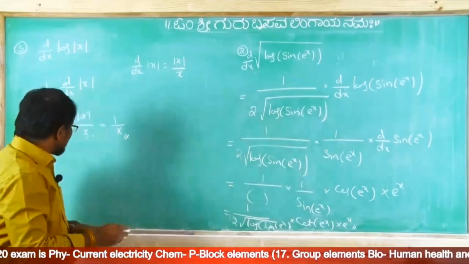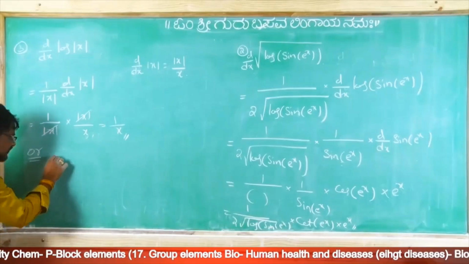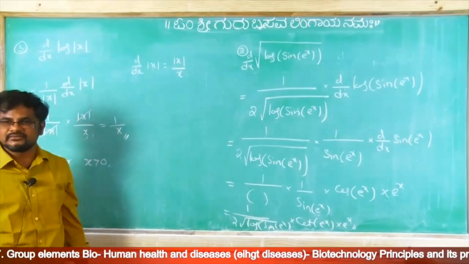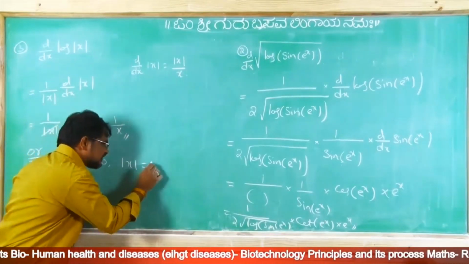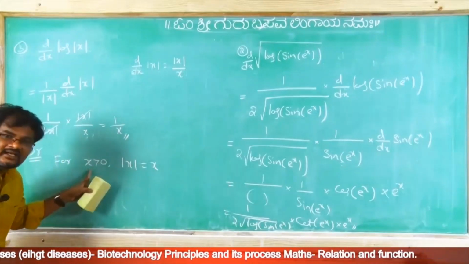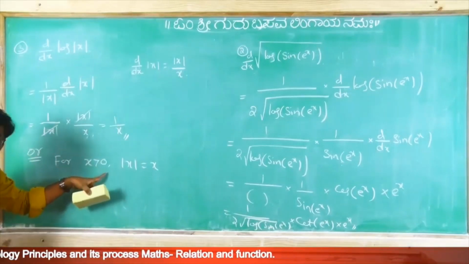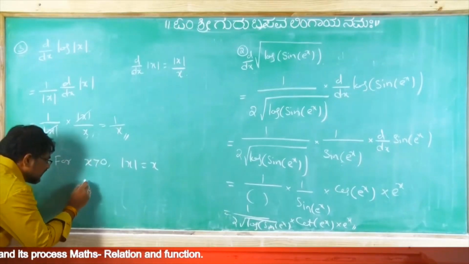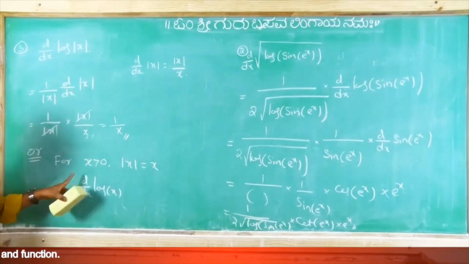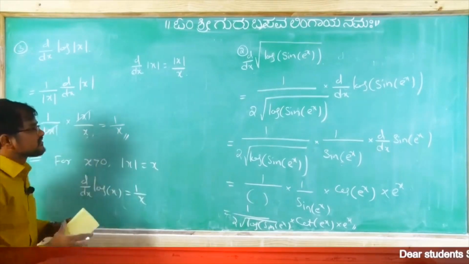Okay? Now otherwise you can solve like this one. We know that for x greater than 0, means x is positive, mod x is definitely x only. So mod x is x when x is greater than 0. Now replace mod x by x, for x greater than 0. Now therefore d by dx of log mod x becomes log x for x greater than 0. Differentiation of log x is what? 1 by x.